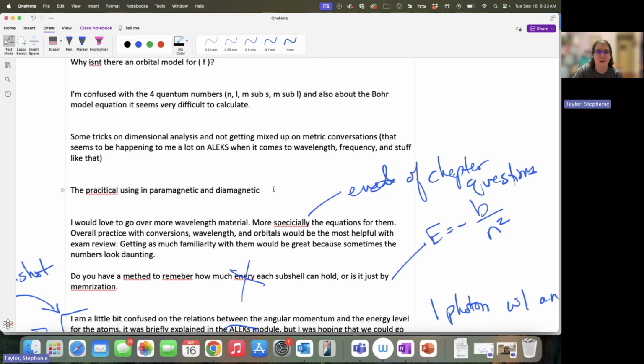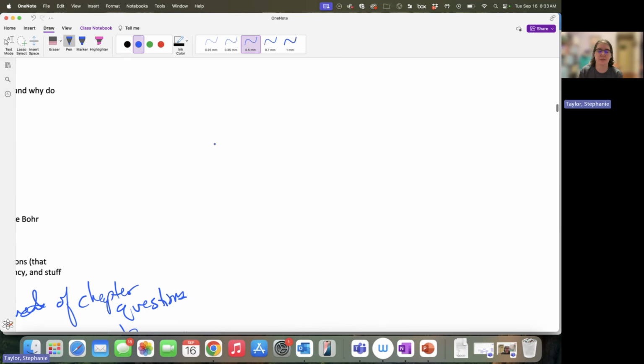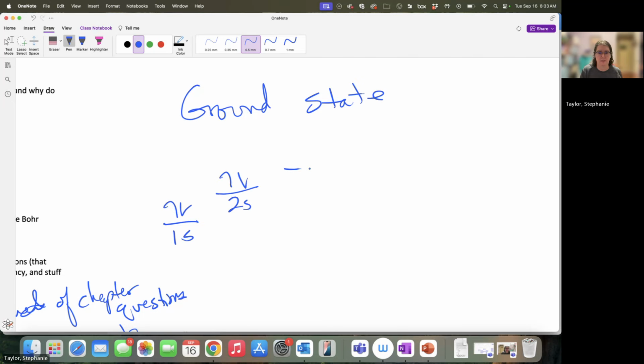The practical use in paramagnetic and diamagnetic. Or practice, maybe it means practice in using diamagnetic and paramagnetic. Okay, so we should talk about paramagnetic and diamagnetic. Let's do two examples. Let's do ground state. Ground state means everything's normal. 1s, 2s, 2p. And the question is, is this diamagnetic or paramagnetic?